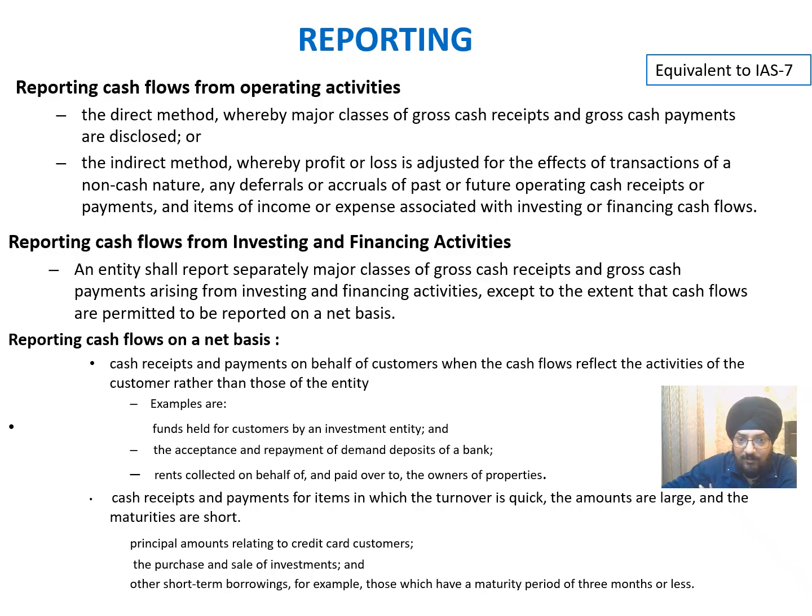On the reporting of cash from the investing and financing activity, an entity shall report separately all classes of gross cash receipts and gross cash payments arising from the investing and financing activity, except to the extent that cash flows are permitted to be reported on a net basis. Reporting cash flow on a net basis is largely allowed, as prescribed by the standard.